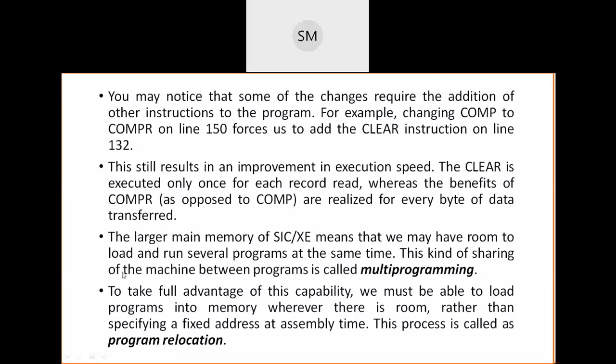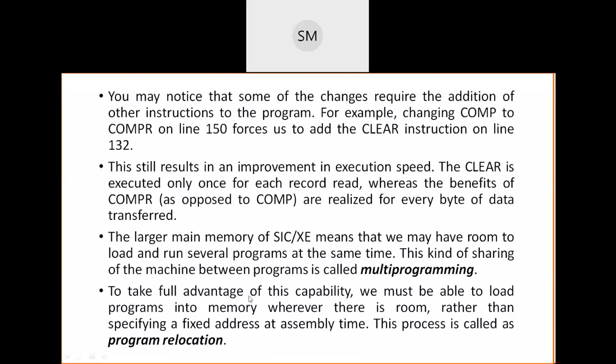This kind of sharing of a machine's memory between programs is called multi-programming. So sharing the resources of a machine, like the memory, and running multiple programs at the same time is called multi-programming.